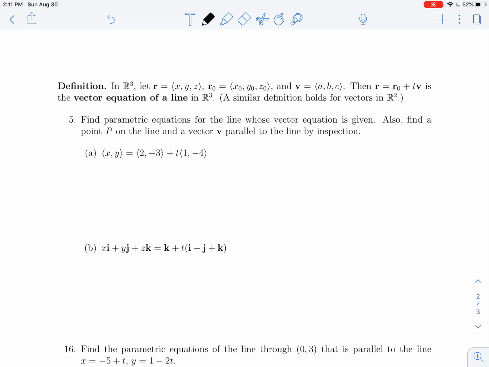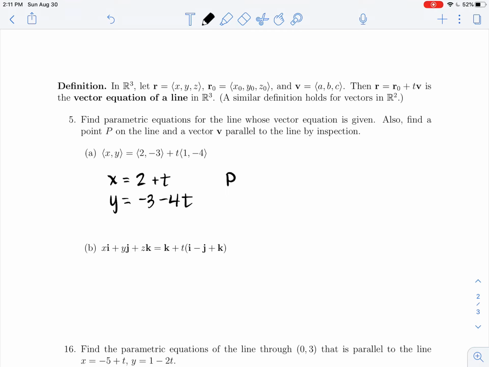So first, the parametric equations. All we're going to do is pick off all the x components. So x equals 2 plus t. And then the y components, y equals negative 3 minus 4t. So this is the parametric equations equivalent to this vector equation.